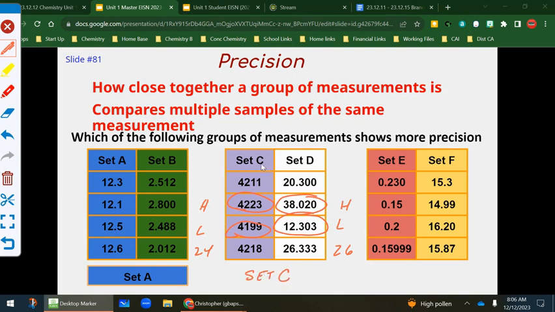All right, let's take a look at the last one, ladies and gentlemen. Okay, take a look at the last one here. The highest number in set E is what?